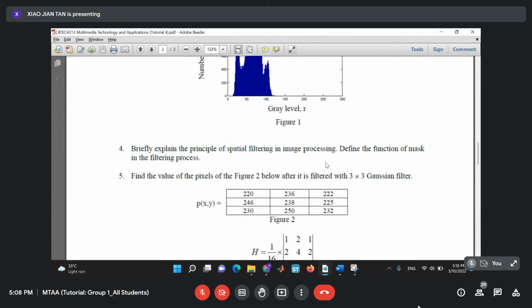Okay, number 4. Briefly explain the principle of spatial filtering in image processing. Define the function of mask in the filtering process. Whenever you see the word spatial, it is dealing with space. In terms of image processing, for sure it is about connectivity, the relationship between a pixel and its adjacent pixels and so on. So define the function of mask in the filtering process. Anyone?